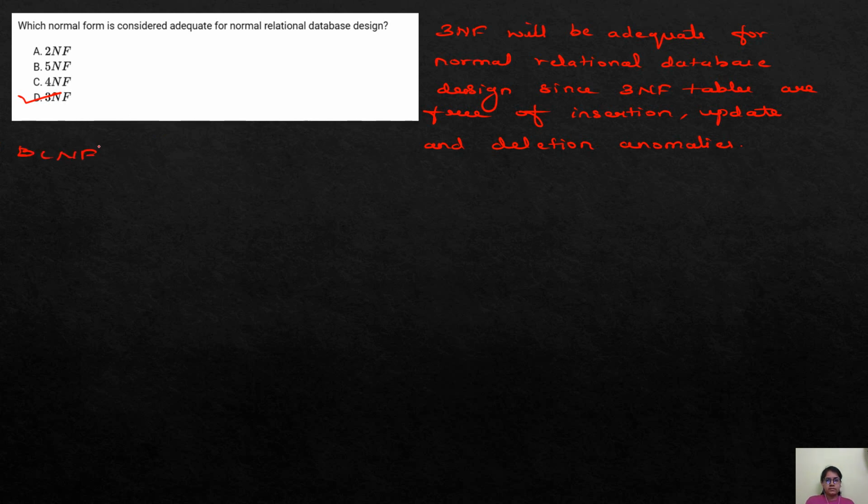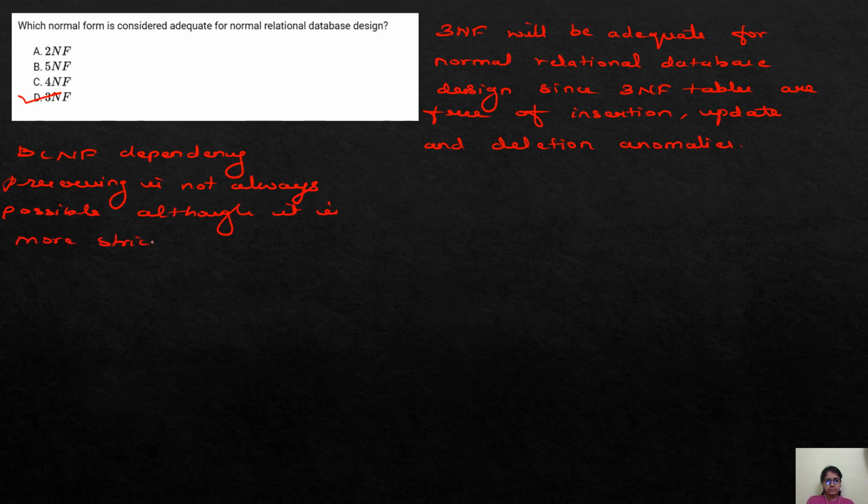BCNF, dependency preserving, is not always possible, although it is more strict than 3NF. It is more strict than 3NF. So that's why we chose 3NF over BCNF.